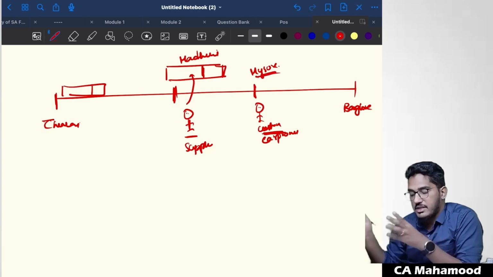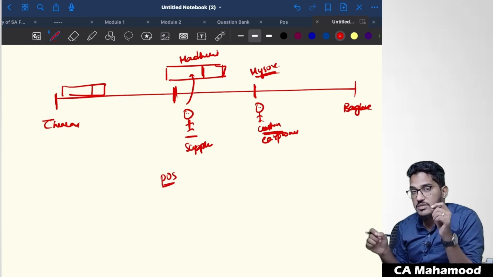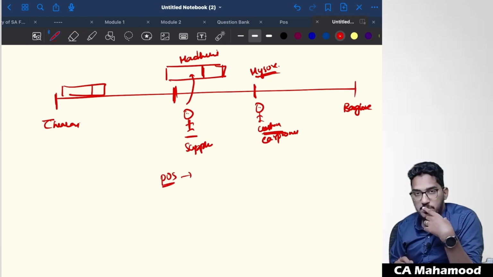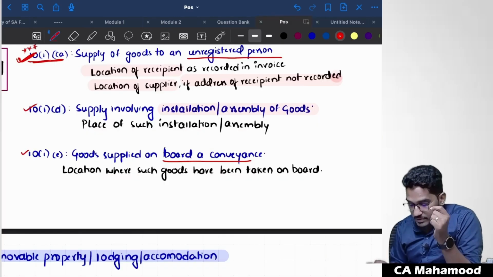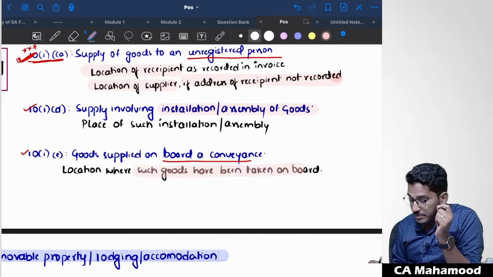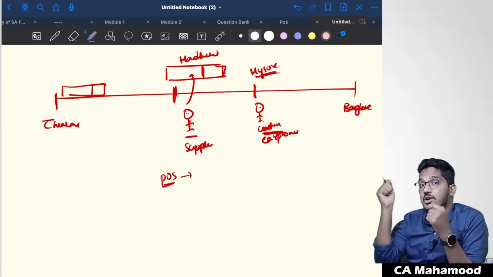And finally, the train has reached Bangalore. Sir, in this case, what will be the place of supply? This particular transaction, we call it supply on board a conveyance. So in this case, what will be the place of supply? So this is given under section 10 subsection 1 clause E, which says in case of goods supplied on board a conveyance, the place of supply will be the location where such goods have been taken on board. The location at which those goods are taken on board.